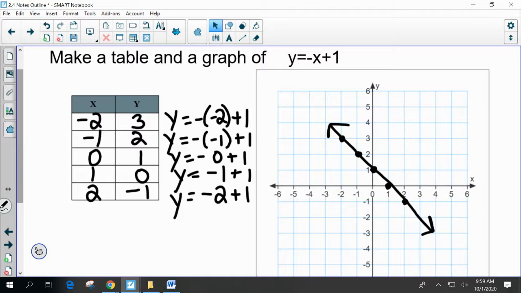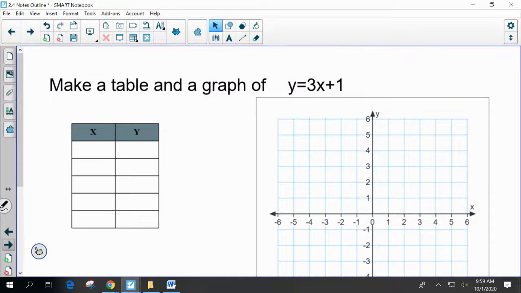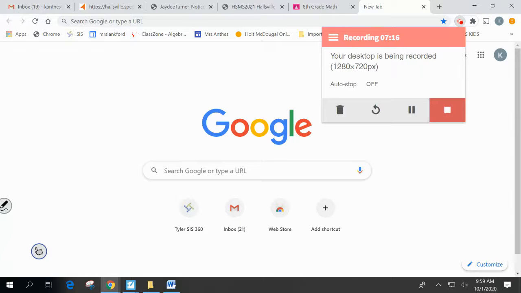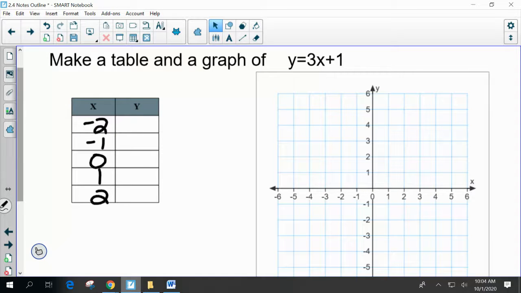Okay, so I want you to do the next one on your own. You're going to use those same values for x. So you'll have to pause your video and go through this problem. Okay, so for your numbers, what'd you get for negative 2? Negative 5. Okay, negative 1. You can just go down the list if you want. Negative 2. Okay, 1. 4. 7. Okay, and then I would plot that.